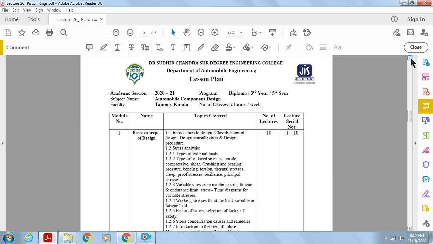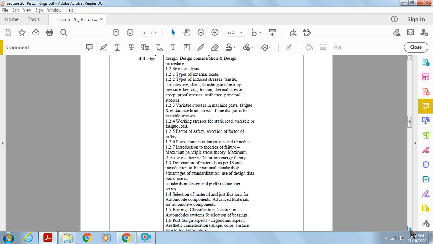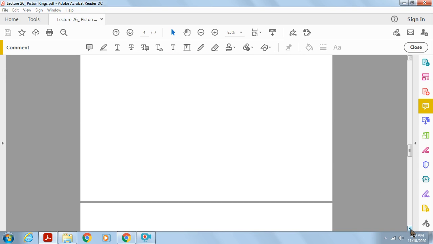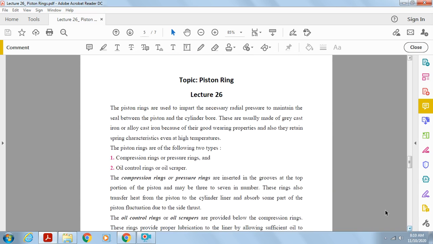Next, come to the lesson plan. This lesson plan for this subject is prepared as per the syllabus provided by the West Bengal State Council. In this lesson plan, module number 1 and module number 2 I have already covered. Today I shall discuss the different design methodologies for the piston ring, that is module number 3.5. So the topic is piston ring design, and lecture number 26.